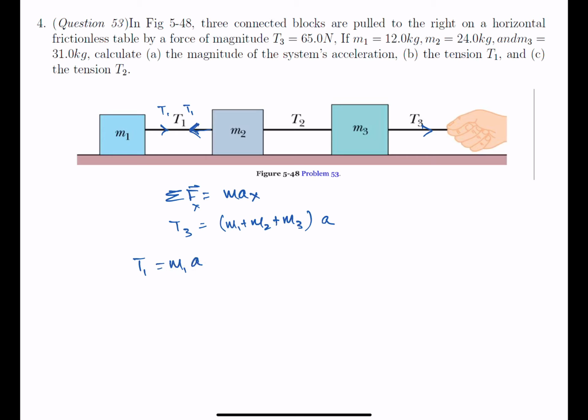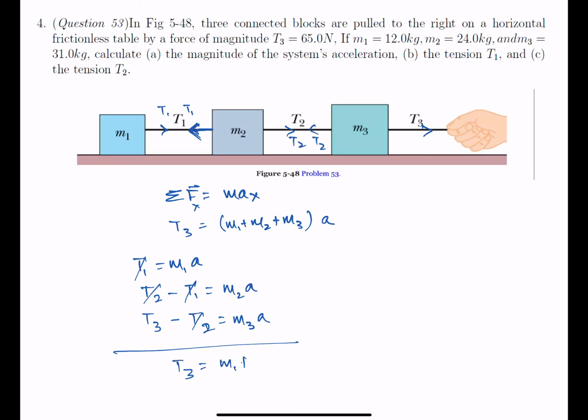For mass 2, because this has been stretched, there's tension on this side and tension 2 on that side. So when we just deal with mass 2, tension 2 is in a positive direction, tension 1 is in a negative direction, that is M2A. For the third one, the same thing, tension 3 minus tension 2 equals M3A. You add them all up. When you add them all up, this one gets cancelled, this one gets cancelled, so T3 equals M1 plus M2 plus M3 times A.